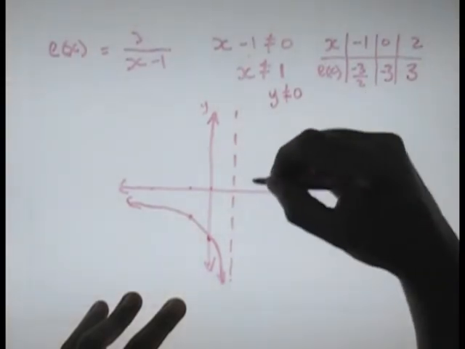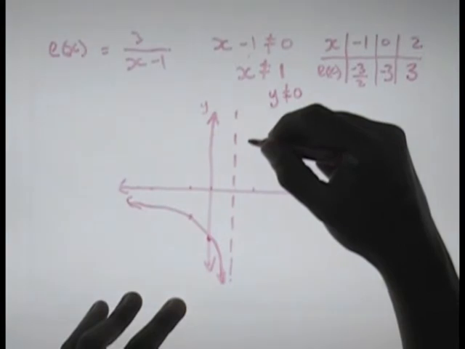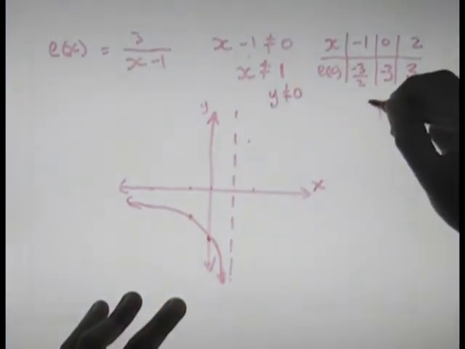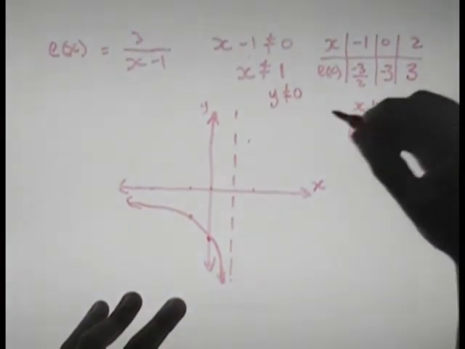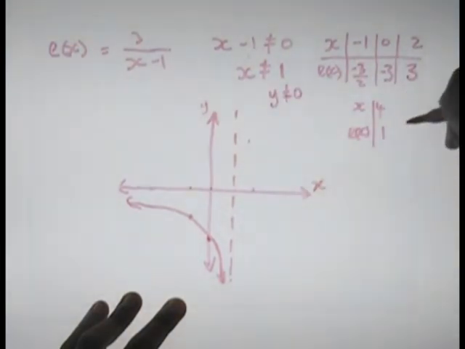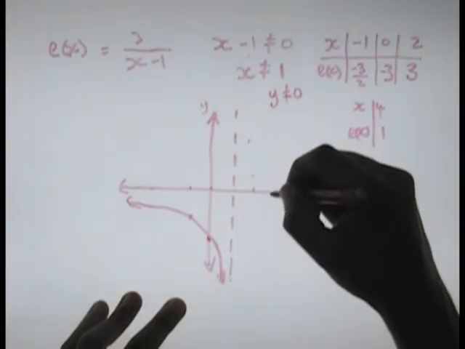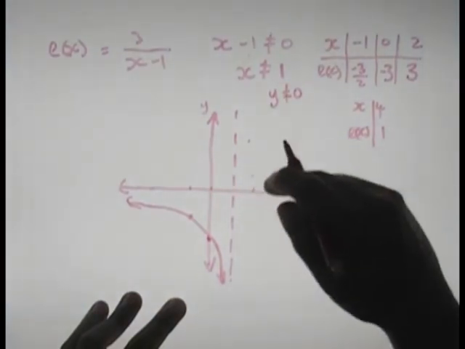Similarly, when x is equal to 2, that's over there, y is going to equal positive 3, which is over there. And if I work with another value, x is equal to 4, y is going to equal 3 over 4 minus 1, which is 3. 3 over 3 is 1. So, at x is equal to 4, y is 1, whoops.